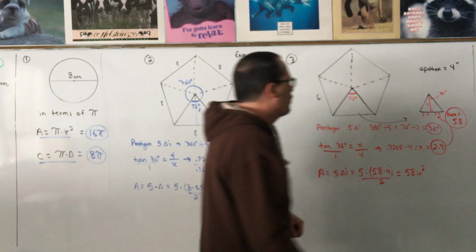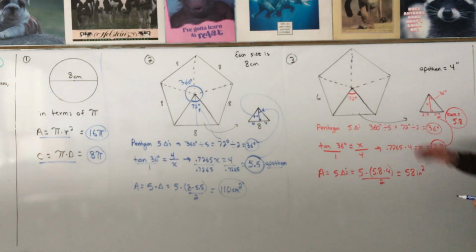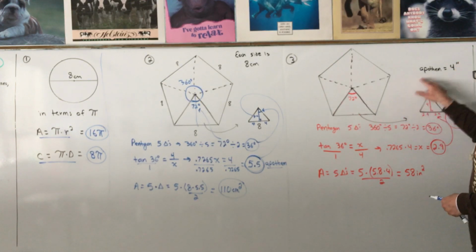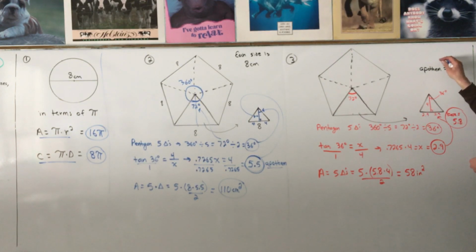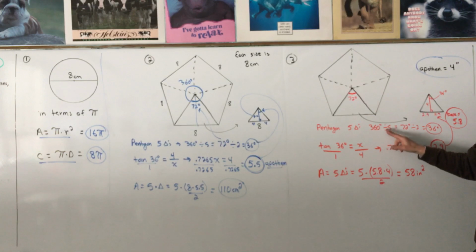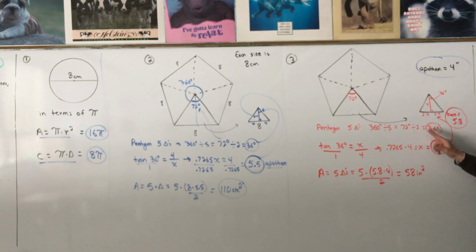Now the other thing they throw at you in your work today is, instead of giving you how long each side is, they give you the apothem instead. So if they give you the apothem, you're still going to start out exactly the same way. Pentagon has 5 triangles. 360 degrees divided by 5 is 72, divided by 2 is 36. So we know this angle up here is 36. We know the apothem is 4. What we don't know right now is the base right here. We don't know anything about it. All right, we will in a minute.